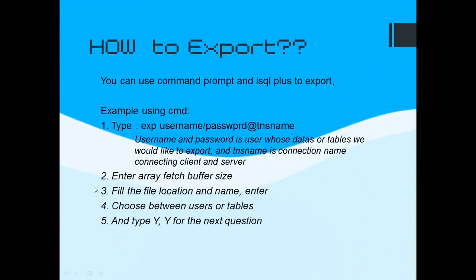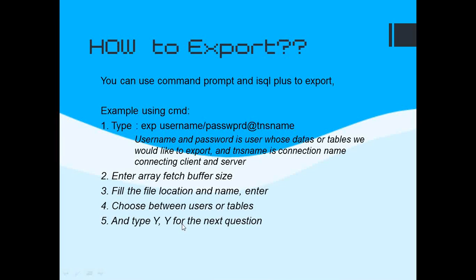It's very simple. 1. Type exp username/password@TNS name. Username and password are of the user whose data or table we would like to export, and TNS name is the connection name connecting client and server. 2. Enter the array fetch buffer size. 3. Enter the file location and name, then press enter. 4. Choose between user or table, so we can export a user or a table, and type Y as a sign for yes, and yes again for the next question.